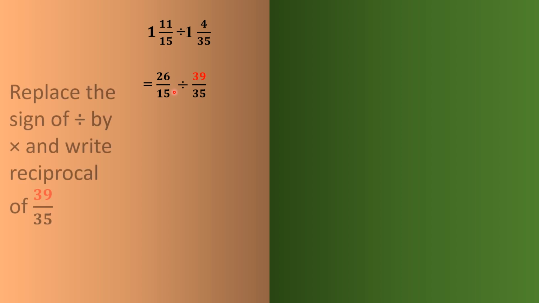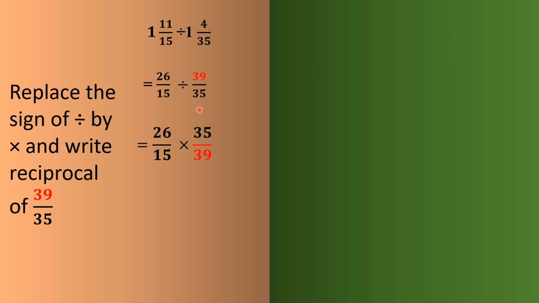Next question is 1 and 11 by 15 divided by 1 and 4 by 35. Both are mixed numbers, so we will convert them into improper fractions. So it is 26 by 15 divided by 39 by 35. Now we will replace the sign of division by the sign of multiplication, and we will write the reciprocal of 39 by 35, which is 35 by 39.